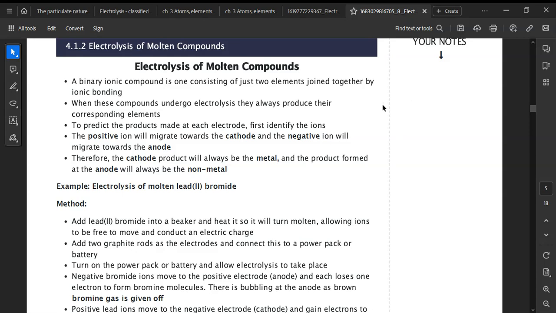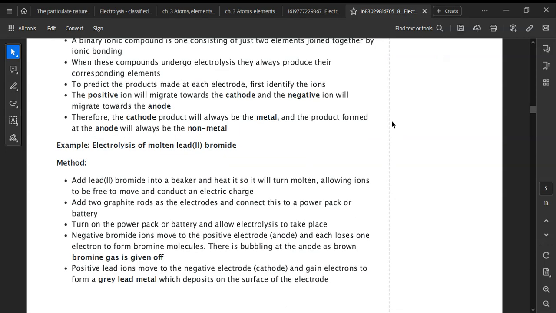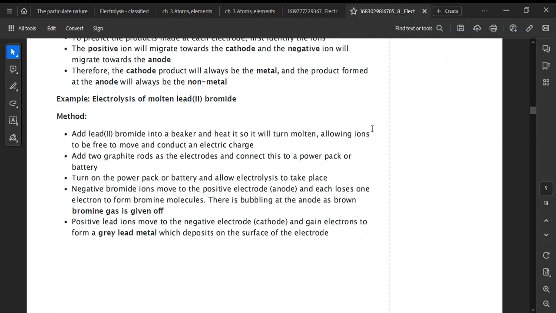Method. The method we use to carry out the electrolysis of molten lead bromide is to add the lead bromide into a beaker and heat it so it will turn molten, allowing ions to be free to move and conduct an electric charge. Then we add two graphite rods as the electrodes and connect this to a power pack or battery. Turn on the power pack or battery and allow electrolysis to take place.